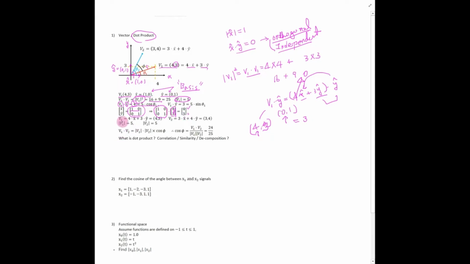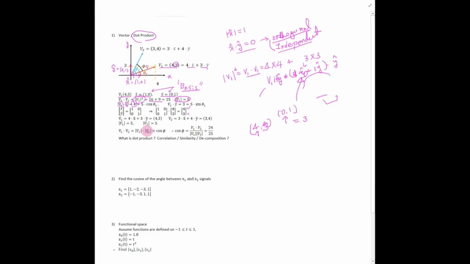And v1 can be expressed this way: 4 times x hat, 3 times y hat, or we can express that in the coordinate system like that. v2 is given like that. So v2 has an x component of 3 and a y component of 4. That's v2. Okay, see here. So v2's magnitude is 5, the same as this one. The angle is theta 2.